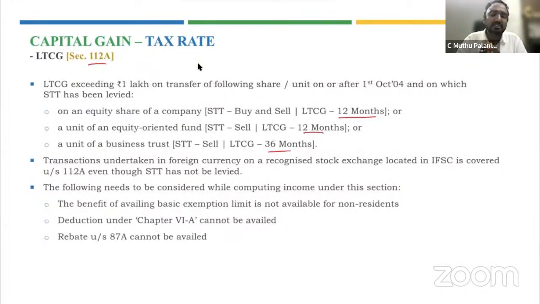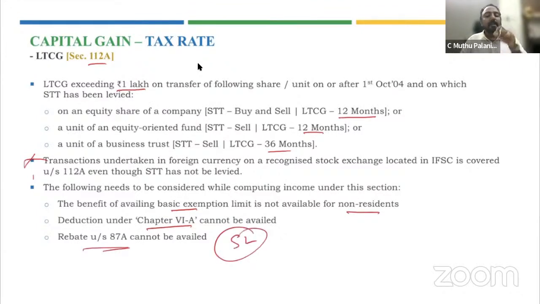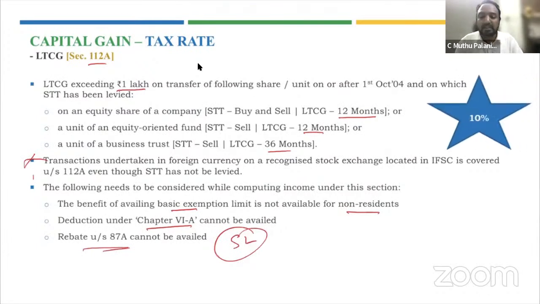One thing that you have to keep in mind is that for long-term capital gain under section 112A, there is no tax on capital gain up to 1 lakh. So the first 1 lakh has no tax. Only when your long-term capital gain under section 112A exceeds 1 lakh is it applicable. Here also, I will not treat this at this point. The following needs to be considered. Basic exemption is not available for non-resident. Chapter 6A is not eligible. 87A rebate for income up to 5 lakhs is also not allowed for 112A. So these are all the things. What is the tax rate? 10%. Short-term capital gain for a similar situation is 15%. Long-term capital gain is 10%.